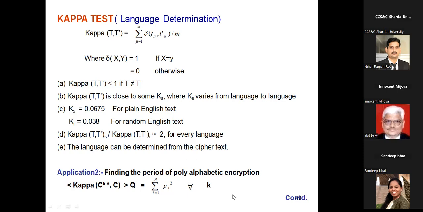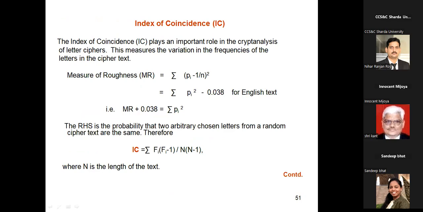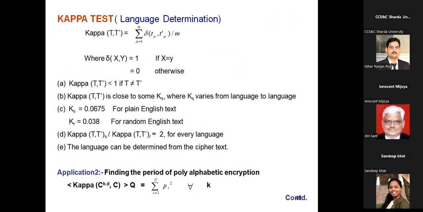Another application of kappa is finding the period of a polyalphabetic cipher. As you've seen in the Vigenere cipher, I am using the term deceptive, some 10, 11 letter key. How to find out the key? If I am able to find out the key length, I will be able to guess the key, because that many letter words are available in English. I will search it and use it. What is the length, right? So finding the period of a polyalphabetic cipher is also being seen.